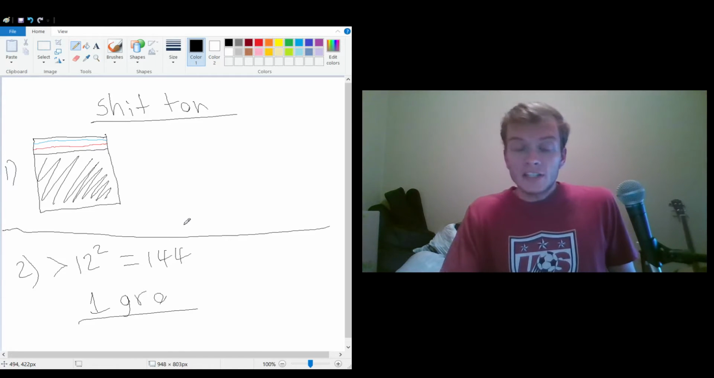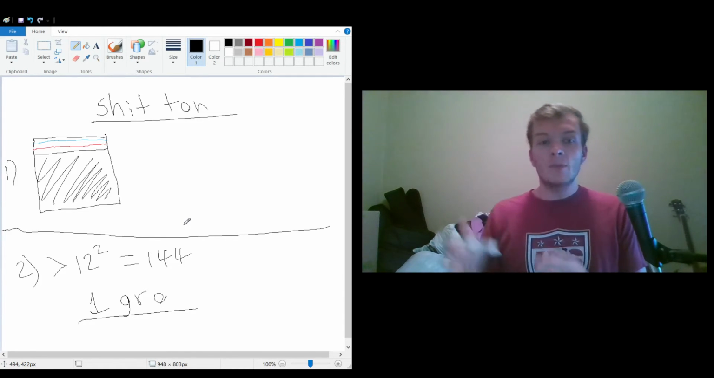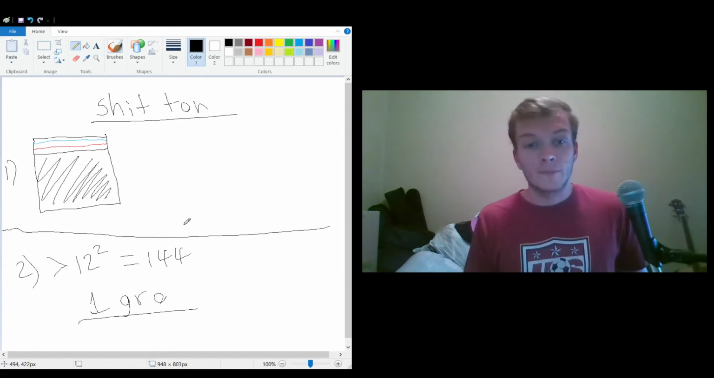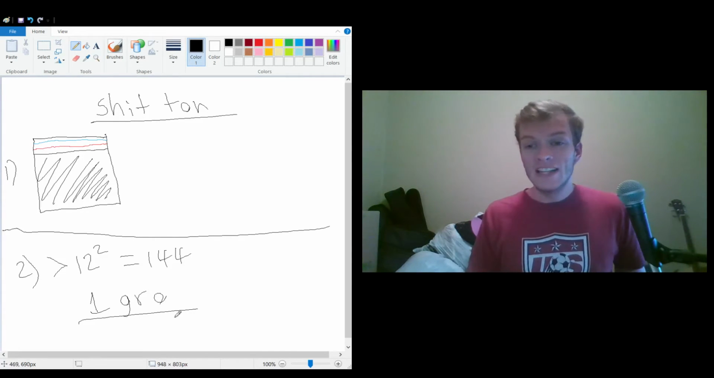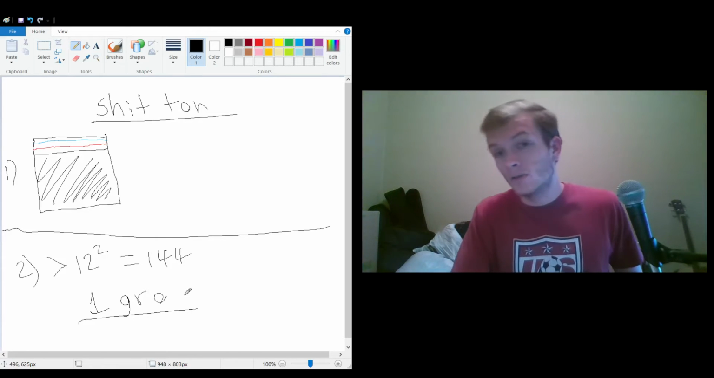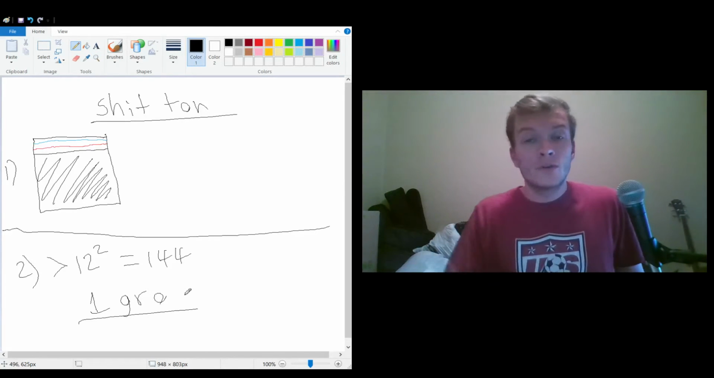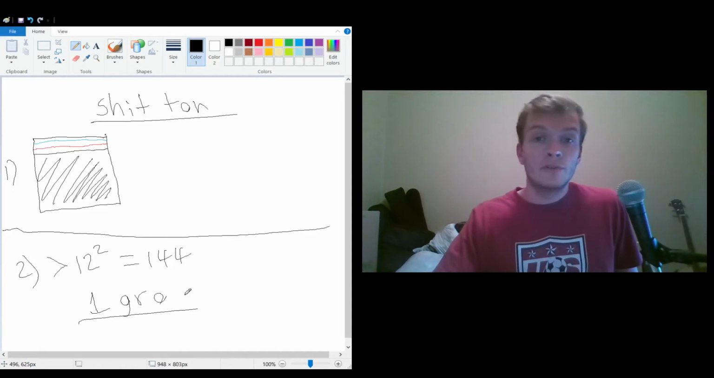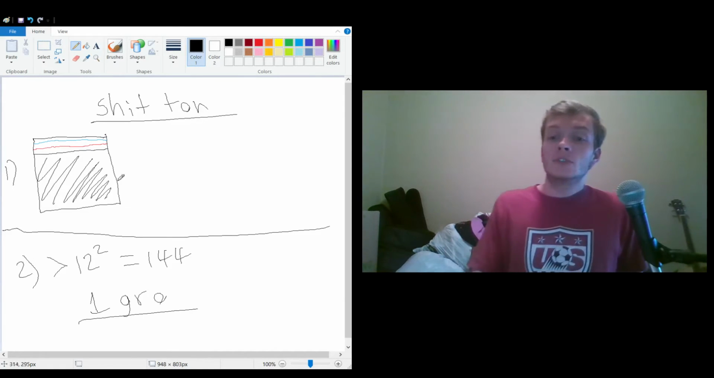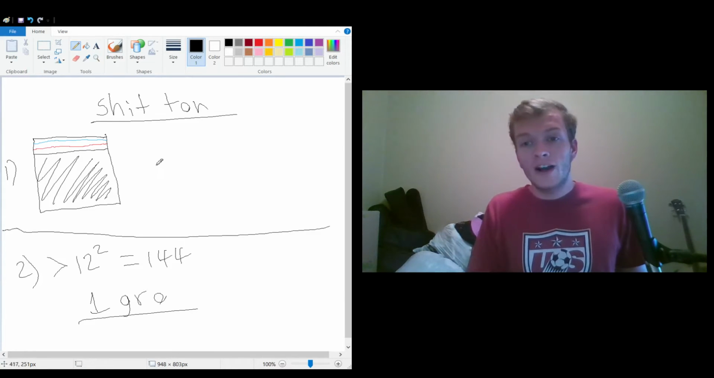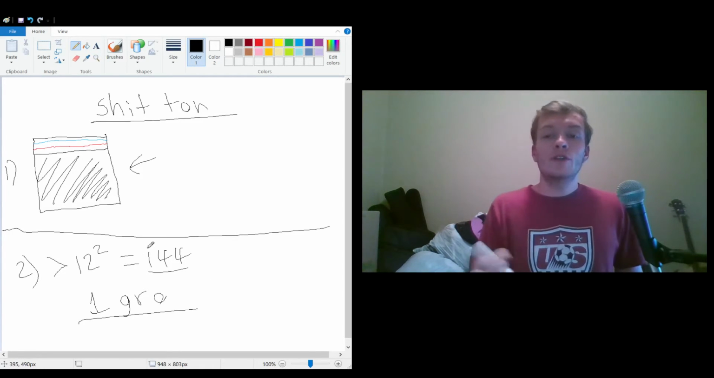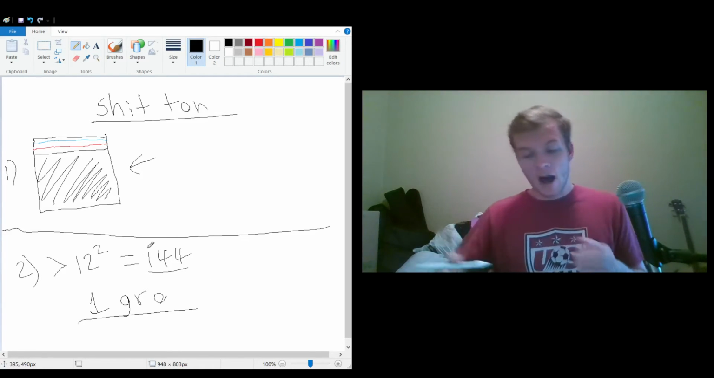And so this allows us to divvy up amounts into smaller groups that are still whole numbers very easily, as opposed to 100. If you tried to divide it by 3, that wouldn't really work, whereas 144 will do that fine. So a shit ton is what we're defining as either a gallon bag full of, or 144 or greater of an object.